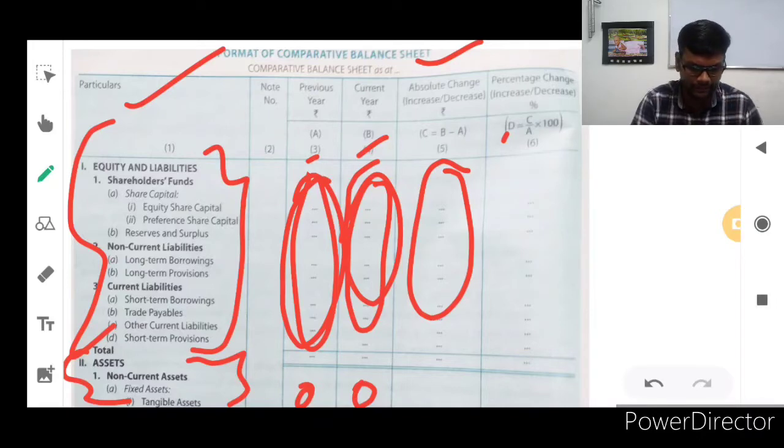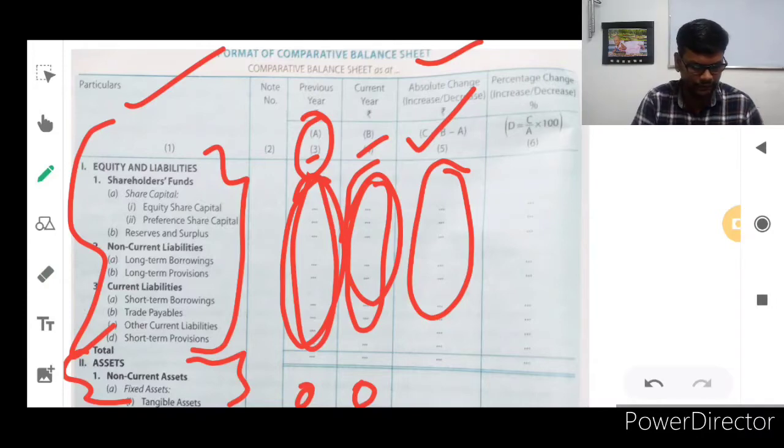What we identified in the previous column, that is C. D is equal to C by A. A means the past year, the previous year. To find out this D, we are going to implement this formula: D is equal to C by A into 100.